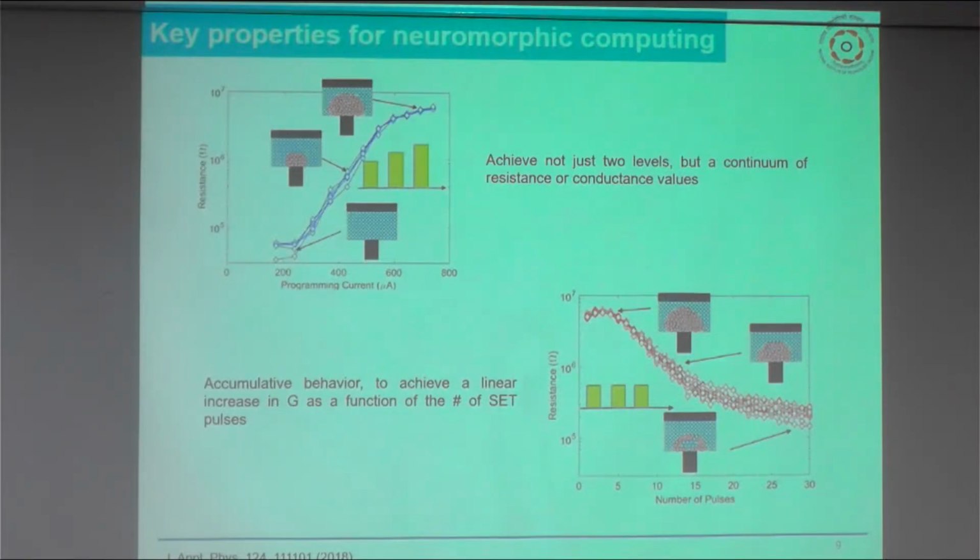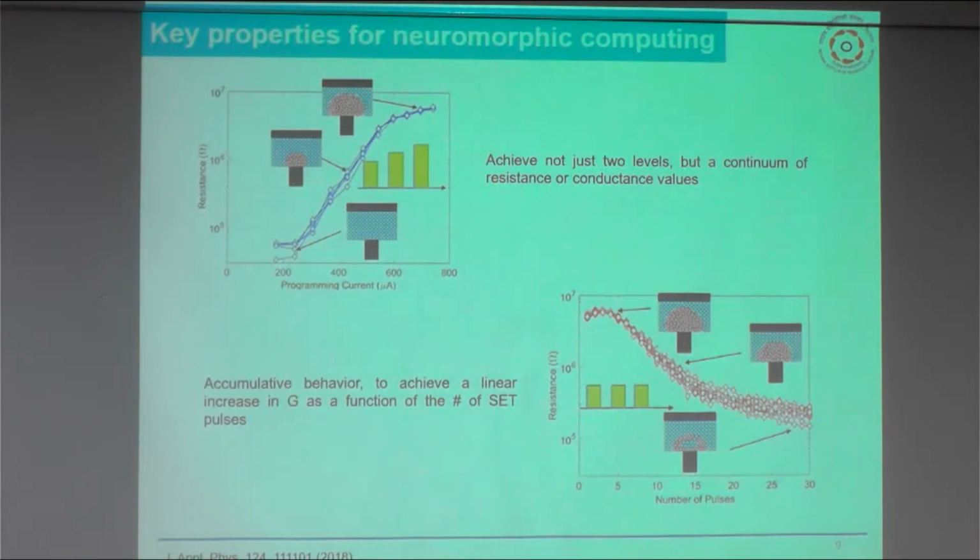Two levels means what? Amorphous and crystalline. How many bits? Two levels is one bit, a single bit. But if it is a single bit, then you cannot perform neuromorphic computing. For neuromorphic computing, your device should show multi-resistance states. You should be able to tune multiple resistance states.